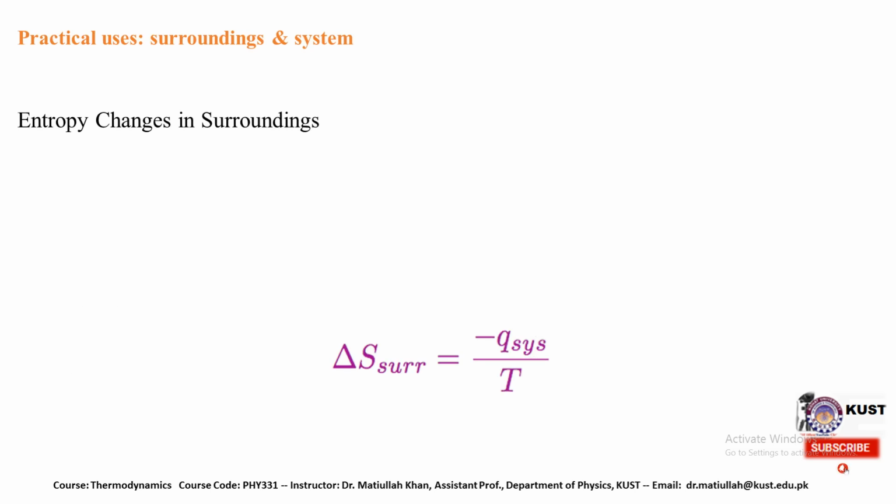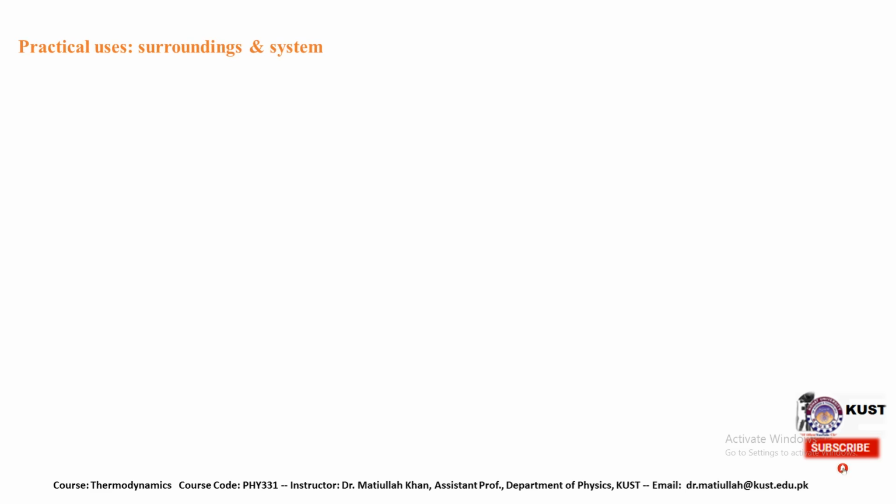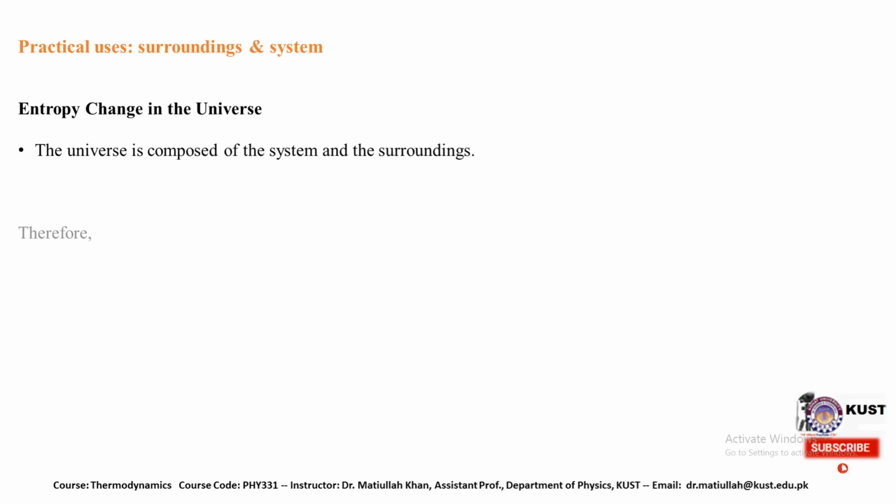Now we have practical uses of entropy: entropy changes in the surroundings. Heat that flows in or out of the system also changes the entropy of the surroundings. For an isothermal process, delta S of the surroundings should be equal to minus Q of the system divided by T. Another practical matter is the increase in the entropy of the universe.